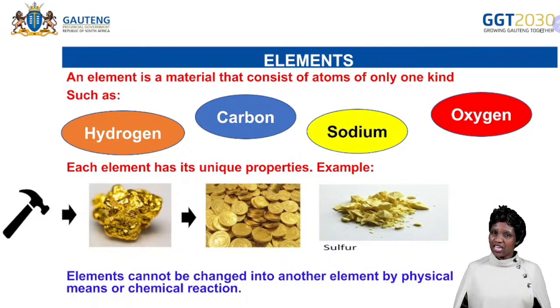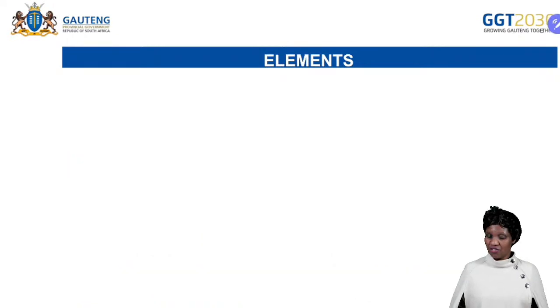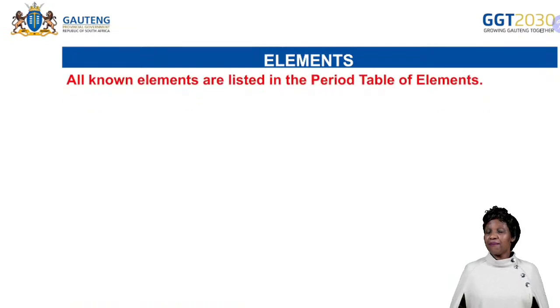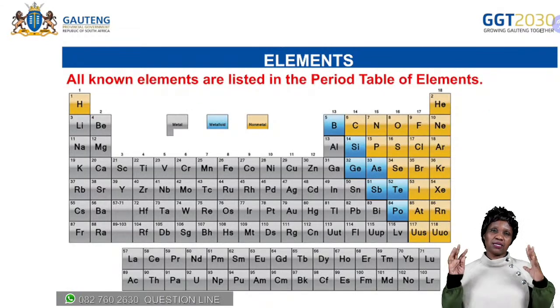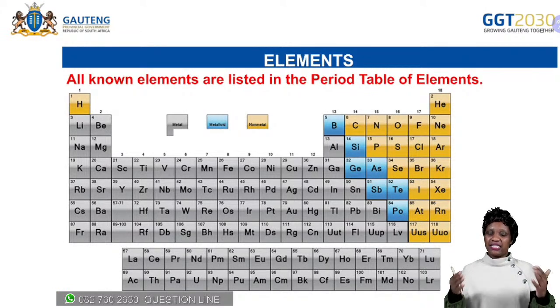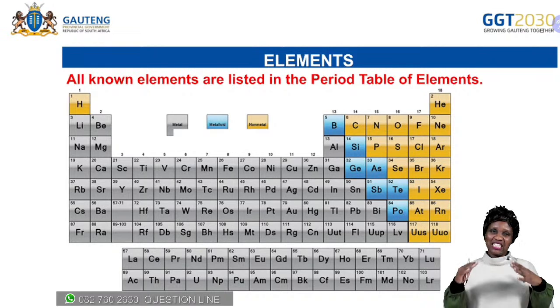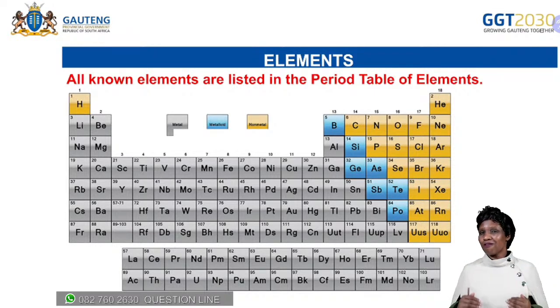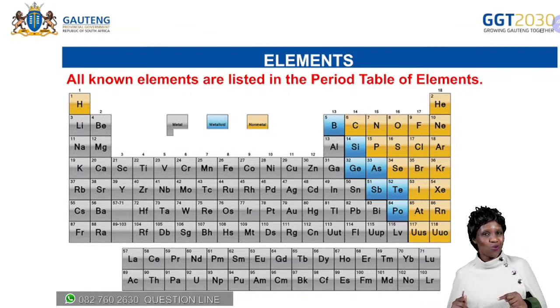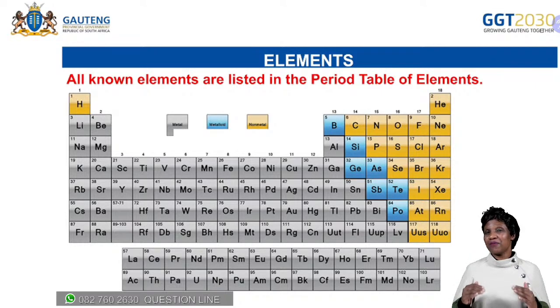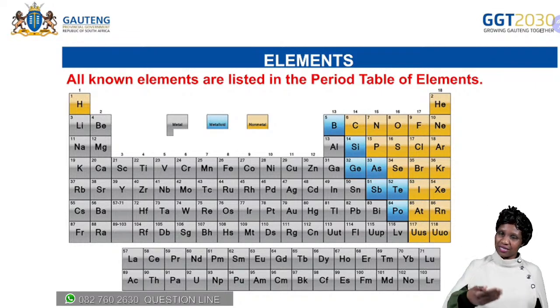All right. Elements cannot be changed into other elements by physical means or even chemical reaction. Okay. All known elements are listed in the periodic table of elements. This is our periodic table of elements. And then we've got all the known elements listed on this one. Do you get it? It is a scientific classification of the elements. They've been classified there. All the known elements that are in the world are in the periodic table of elements. And we are still discovering more elements and we are still adding them. All right.